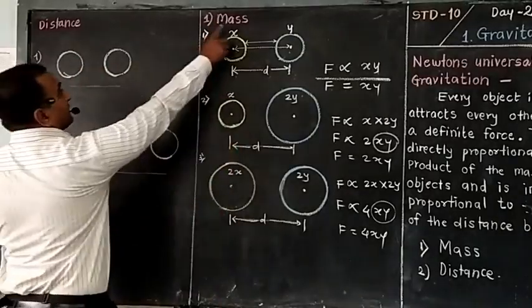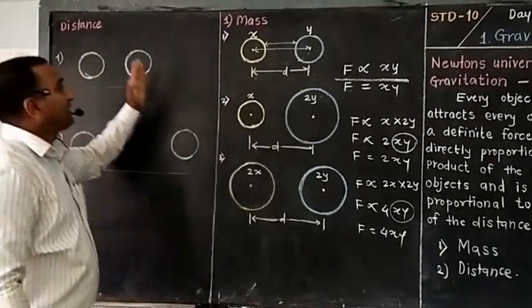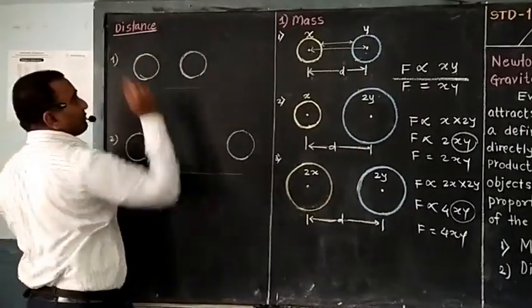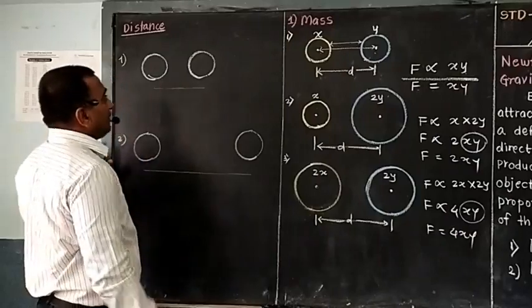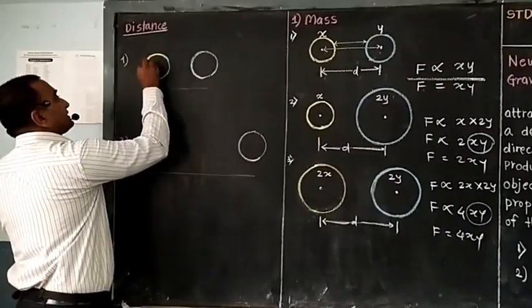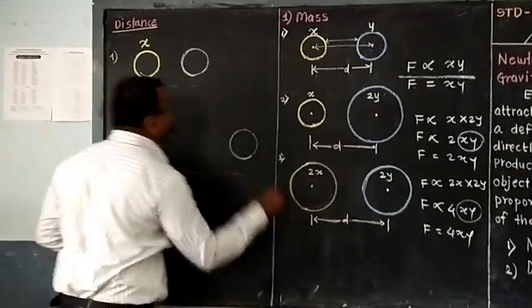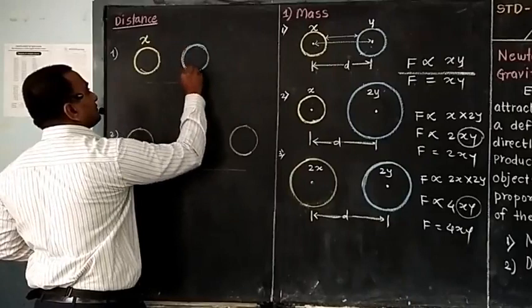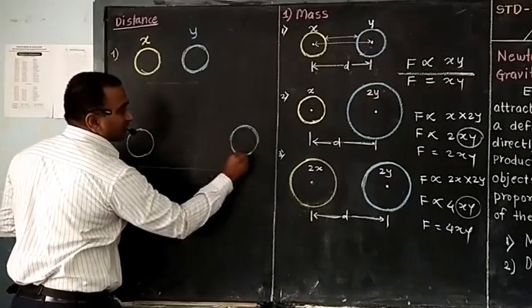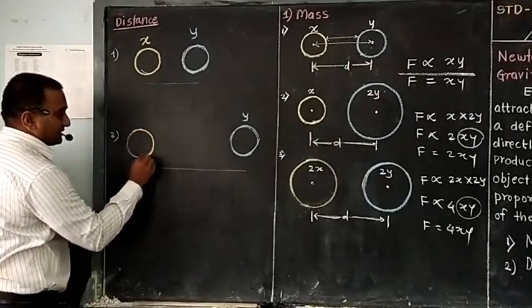Now we are keeping the mass the same. Before, we focused only on mass. Here we are focusing on distance. See how it is dependent on distance. This is the first object, whose mass is x, and this one is the second object, whose mass is y. Here also this object's mass is y, and here the mass is x.